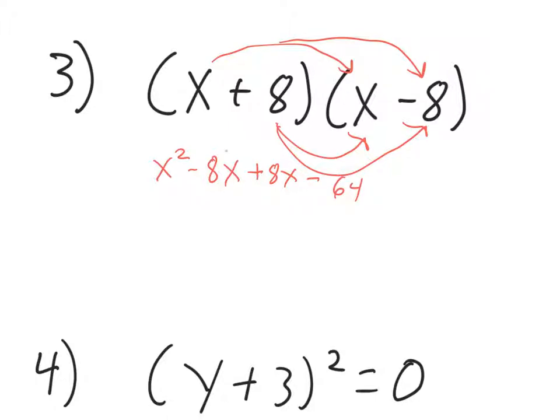If you look at this middle one, this is what's interesting about this problem. We have a negative 8x plus 8x. Those are going to cancel each other, and we're left with what's called the difference of squares. We have x squared minus 64, and 64 is a perfect square. It's 8 times 8.